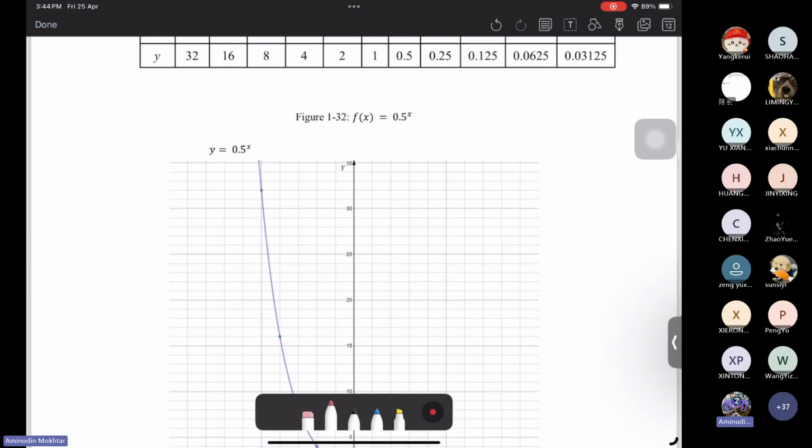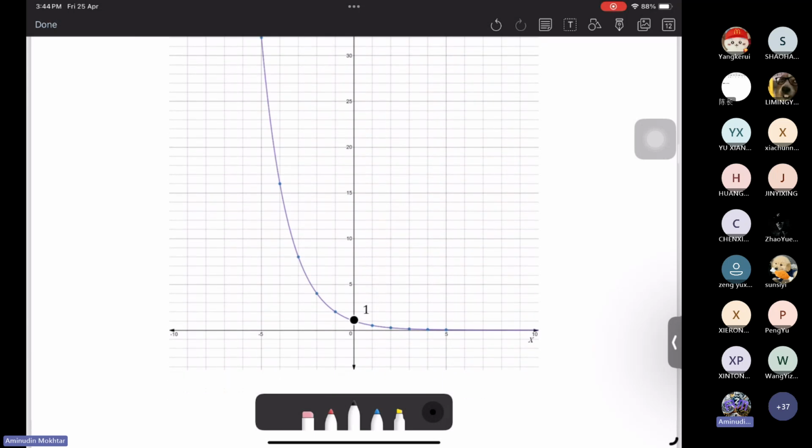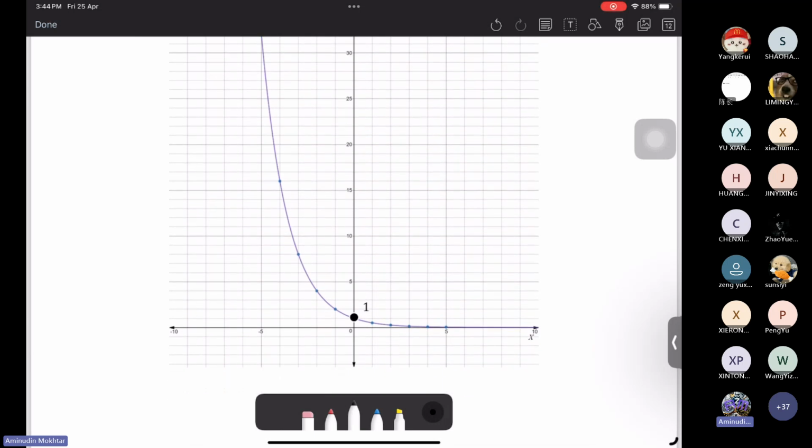Okay, the next example, when b is between 0 and 1. For example, b equal to 0.56. B is less than 1 but greater than 0. We can have a graph like this. If you can see, the graph falls from left to right.